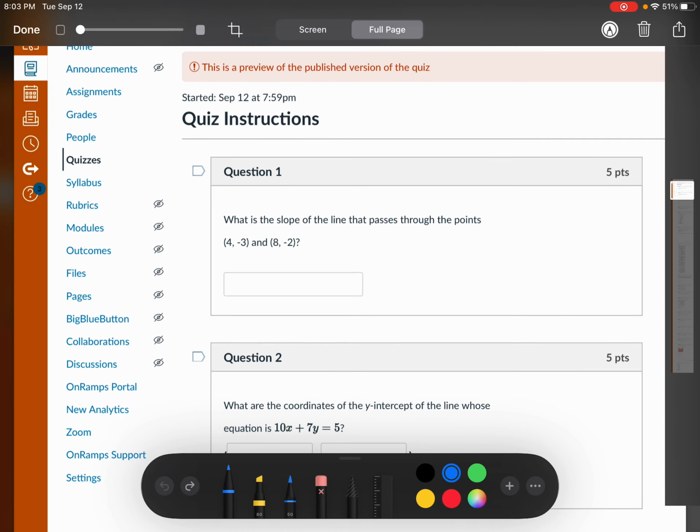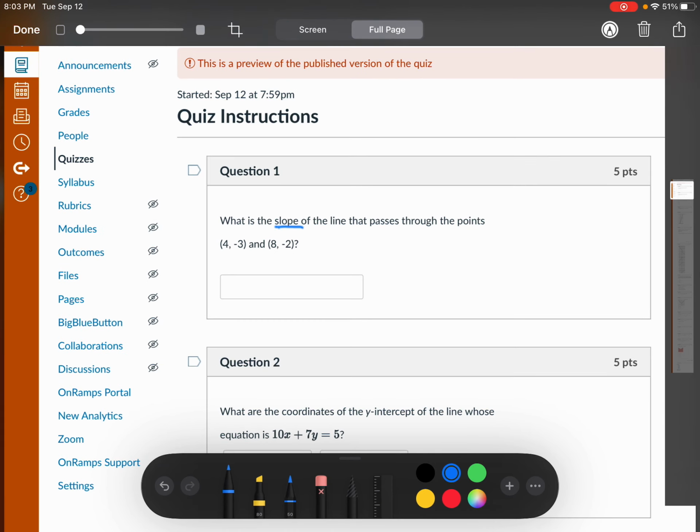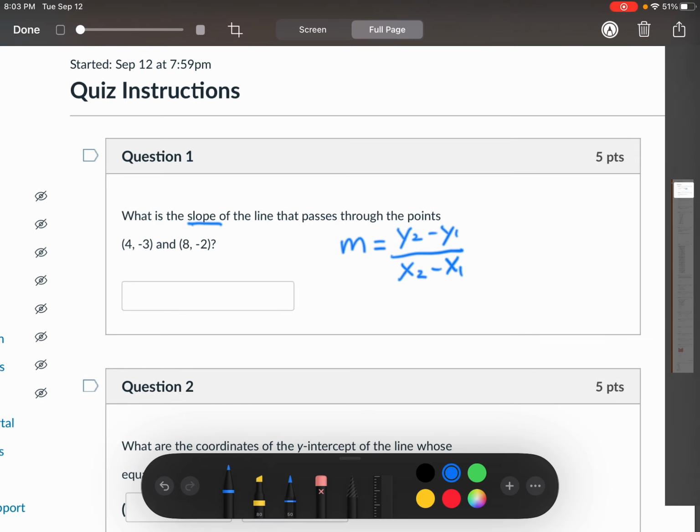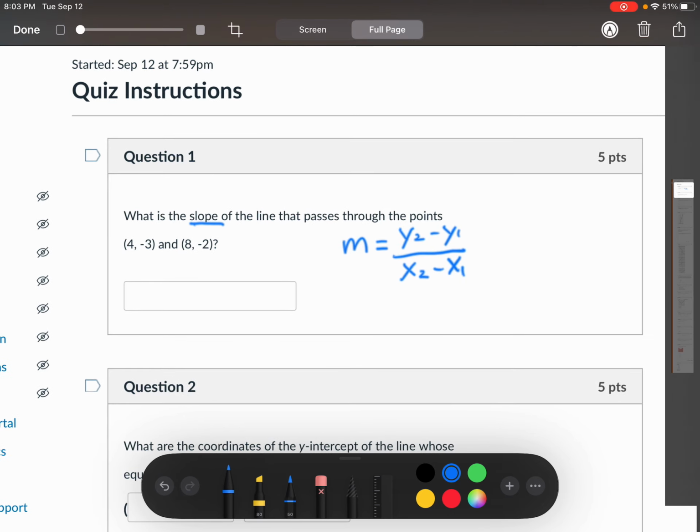So on question number 1, when it says what's the slope, you just have to know the slope formula, which in this case would be m is equal to y sub 2 minus y sub 1 over x sub 2 minus x sub 1, all right? So that's the formula for that. Remember, your question may not be exactly like this, all right? So not all the questions are going to be exactly what you have, but the problems are the same.